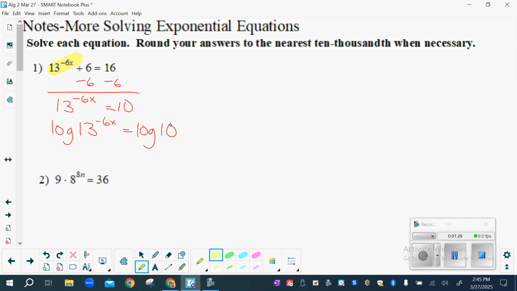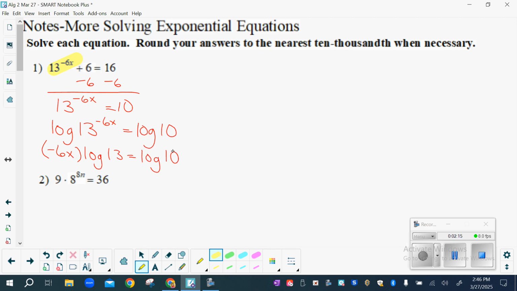Okay. So now we do that so we can now move this exponent. How can we move that exponent? Okay, what do we do next? What's our next step? We have a log rule. That's right. We have that log rule that says we can move this exponent to the front. That's why we have logs, because we can now move this to the front. -6x times log 13 equals log 10. So we did that so we could now isolate that x.